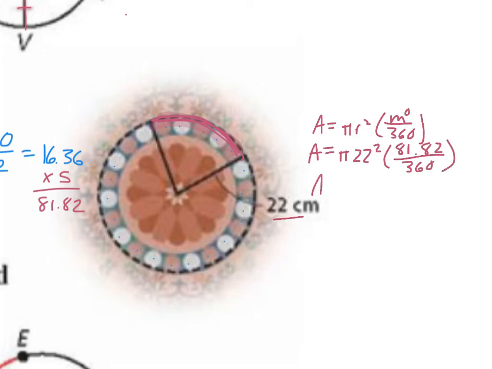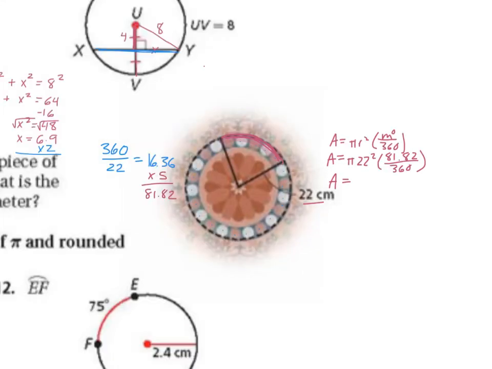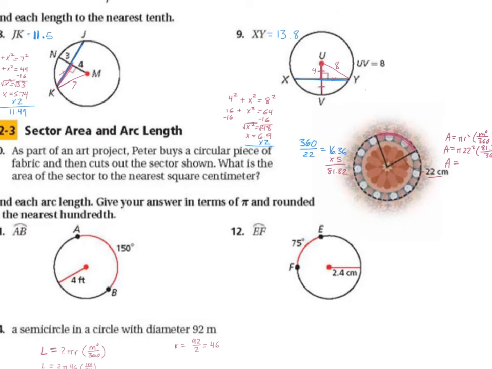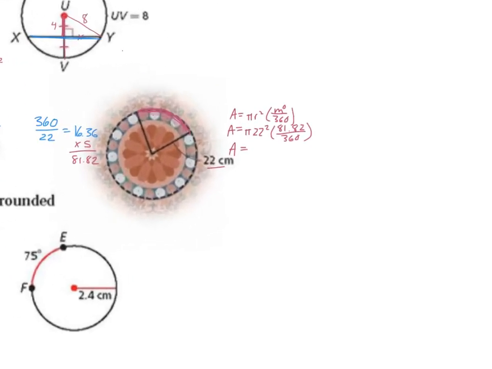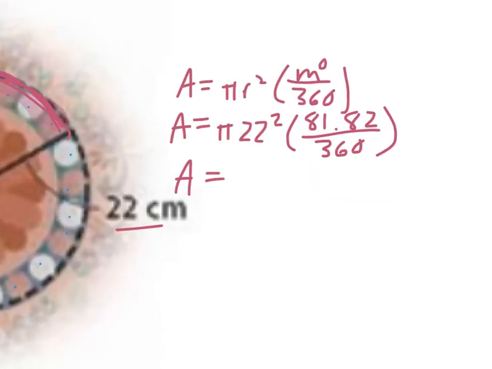And now we can just multiply this all into our calculator. So we have 22 squared times 81.82 divided by 360. And then we can multiply that times 3.14. So that gives me 345.4, which our question is asking us to round to the nearest square centimeter. So I'm going to round it to 345. And then this is centimeters squared. So this would be our answer to number 10.